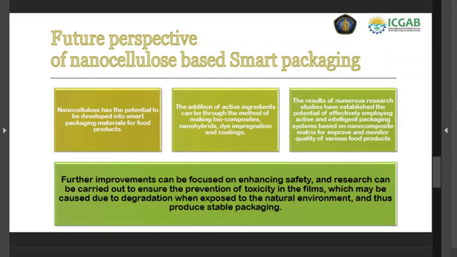The results of numerous research studies have established the potential of effectively employing active and intelligent packaging systems based on nanocomposite matrix to improve and monitor quality of various food products. Further improvement can be focused on enhancing safety, and research can be carried out to ensure the prevention of toxicity in the film, which may be caused due to degradation when exposed to the natural environment, and thus produce stable packaging.